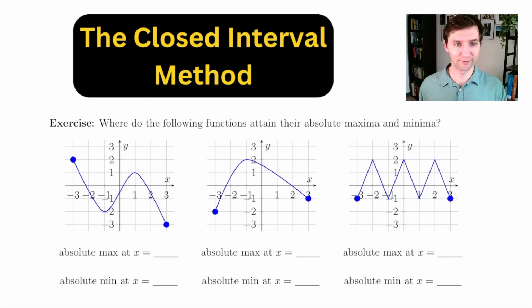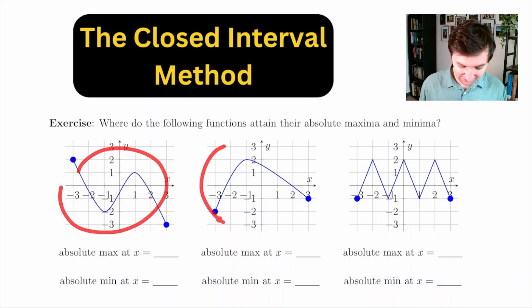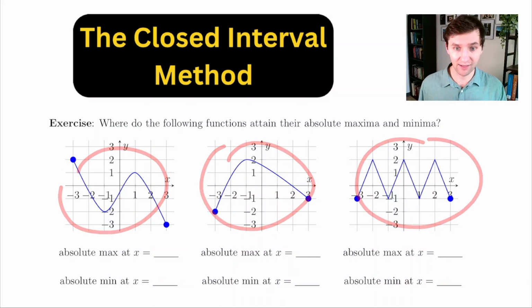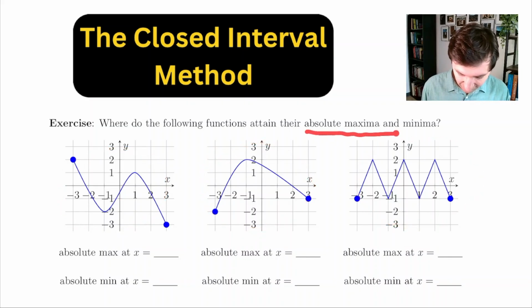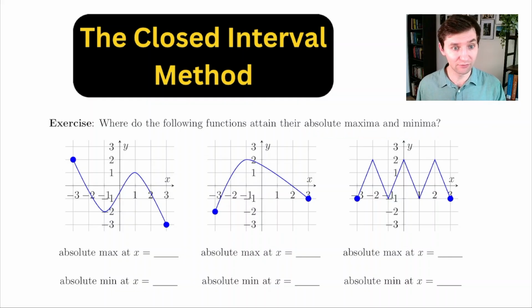Hi everyone. Let's talk about the closed interval method, a method to find absolute maxima and absolute minima of continuous functions on a closed interval. In the first exercise, we're given three functions, and we must determine where these functions attain their absolute maxima and minima. If you would like to try this exercise on your own first, stop the video now and download these notes using the link in the video description.